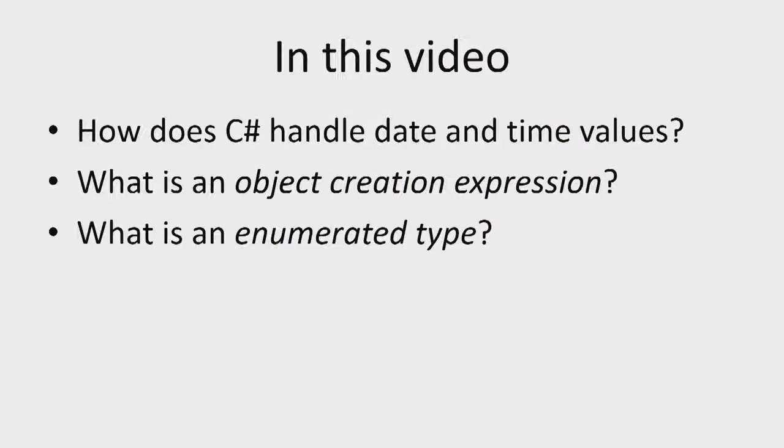In this video, we're going to talk about how C# handles date and time values. We're also going to look at a new kind of expression that we haven't seen before called an object creation expression. And we're going to look, very briefly, at a new kind of type that we haven't seen before called an enumerated type. But before I get into all of that, I want to ask you a question.